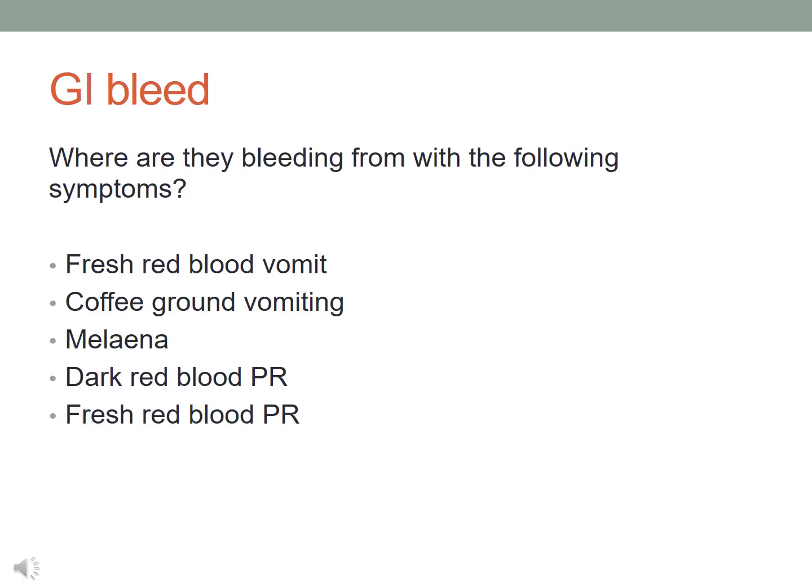The first thing, if a patient presents with a GI bleed, is to work out where they are bleeding from with the following symptoms. If they were to present with fresh red blood in their vomitus, where in the anatomy would they possibly be bleeding from? The same question goes as if this is coffee ground vomiting. If the patient presented with melena, where would you expect the bleed to have come from? And if on a rectal examination the patient has dark red blood, where would this indicate the bleeding is coming from? And if there is fresh red blood on that examination of their rectum, what are the likely causes of where this is coming from?